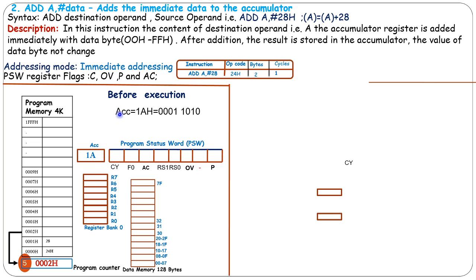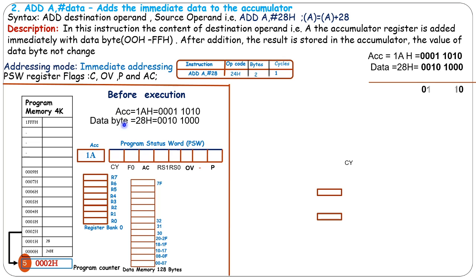The content of the accumulator is 1AH, in binary format 0001 1010. Now that is added with what byte? This 28 is the byte, 0010 1000. So before execution it is like this.